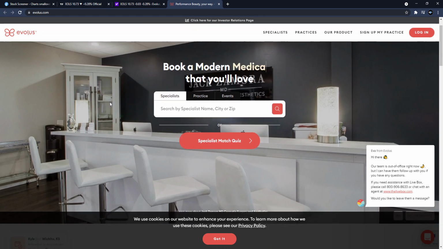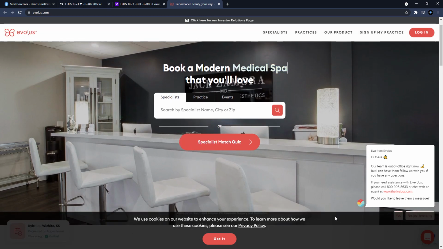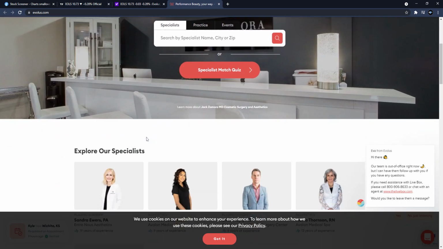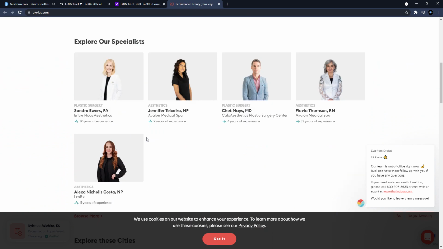So this could be a great buy. The stock is not that cheap. It's $10. I mean, it's still a cheap stock, but yeah. This is their website. You can go check them out.